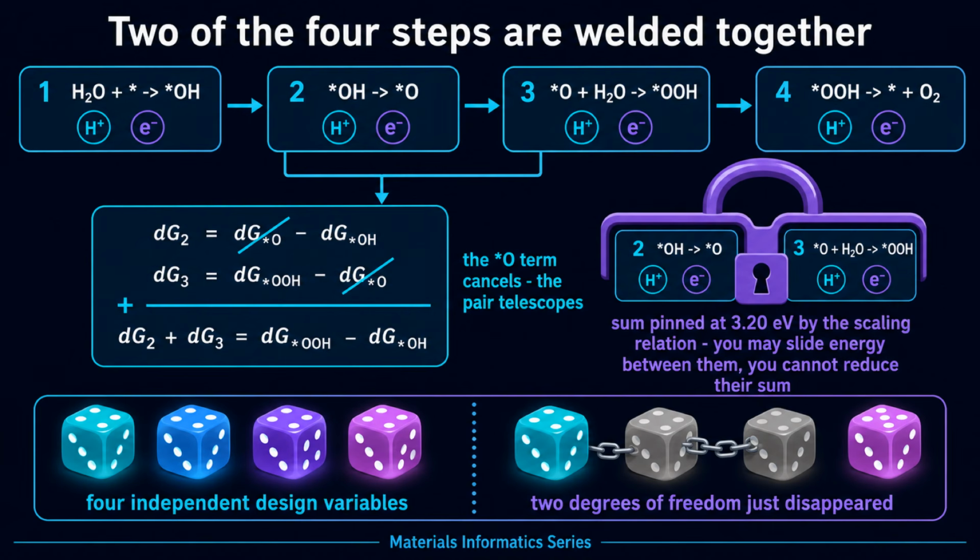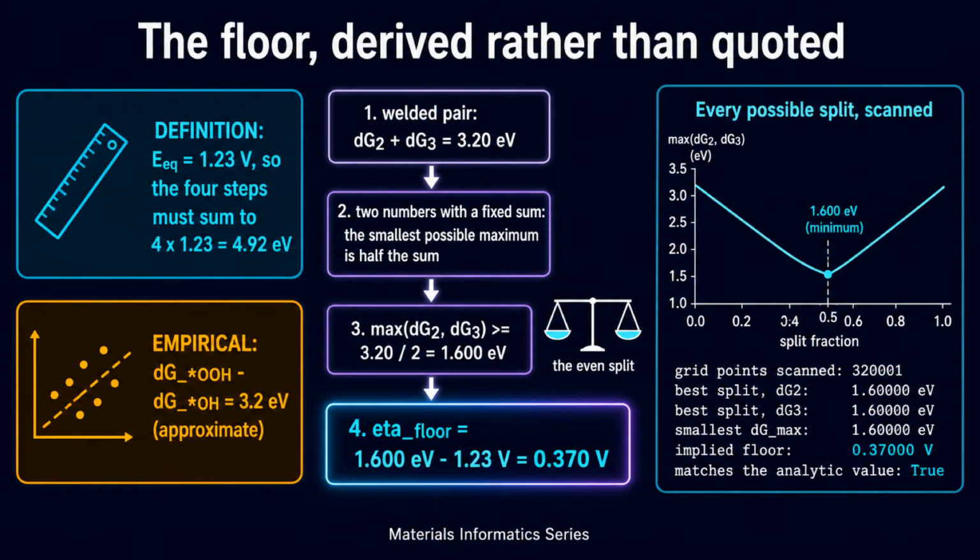2 of the 4 steps have been welded together. You may slide energy between them by moving the bare oxygen intermediate, but you cannot reduce their sum. 2 degrees of freedom have quietly disappeared. Now the arithmetic, and it is short.